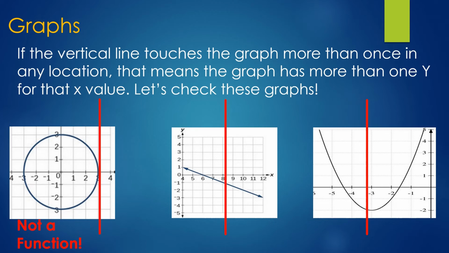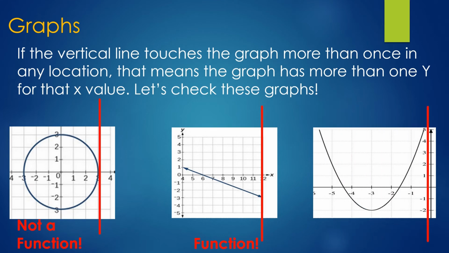Let's check the second. Anywhere along that line, the vertical line would only touch it one time, which means that it is a function. For the last one, it might be tricky to see, but anywhere along that curve, the vertical line touches it only one time. So that is also a function.